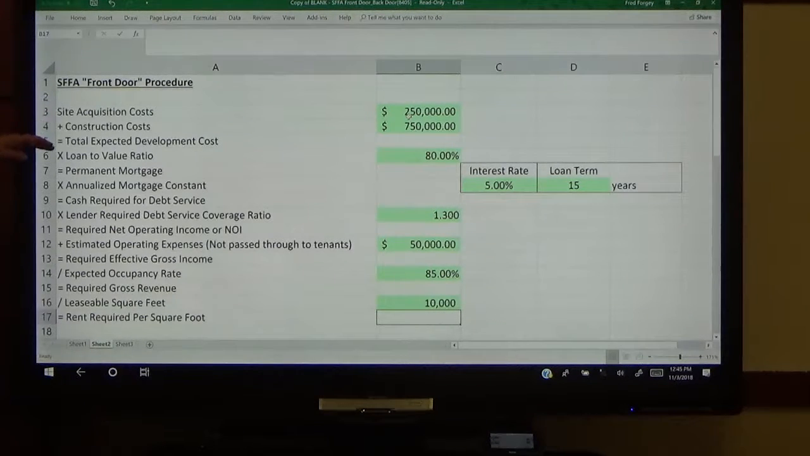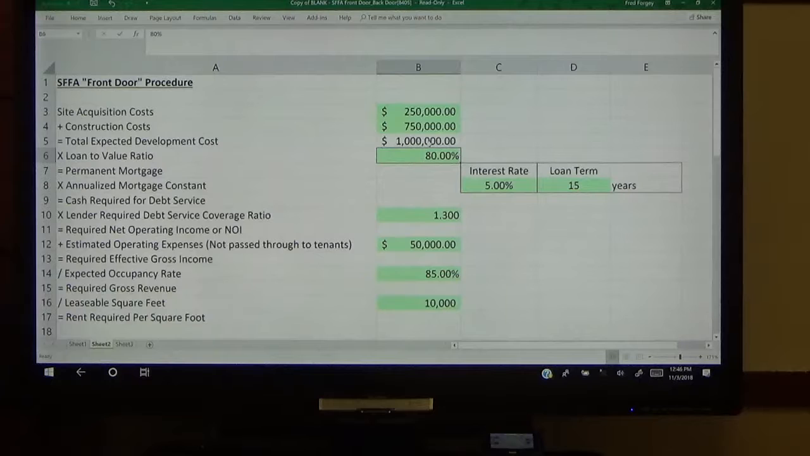Now, one of the things I did with this model to keep things bulletproof is that on the left-hand side you see actually what you have to do in terms of adding, subtracting, multiplying, and dividing. That's pretty much all it is. So for this first one, we're just going to add those two cells together. You should get $1 million as your total expected development cost. Everybody good with that?